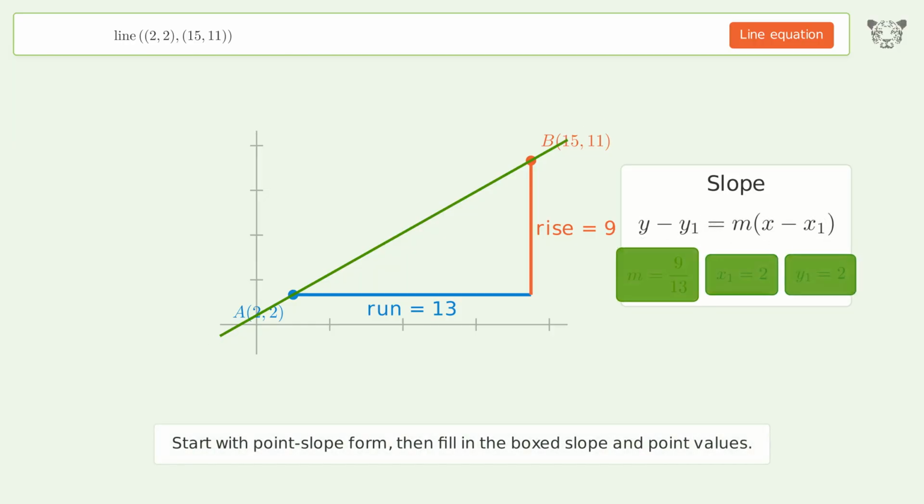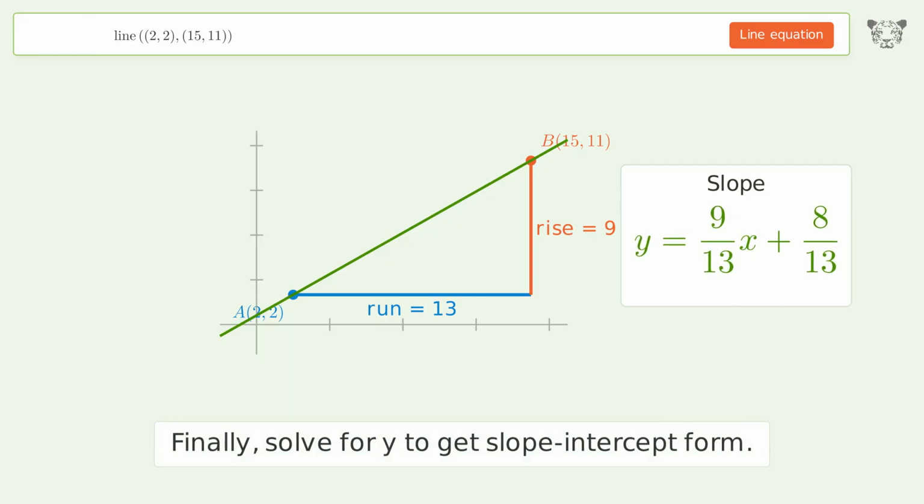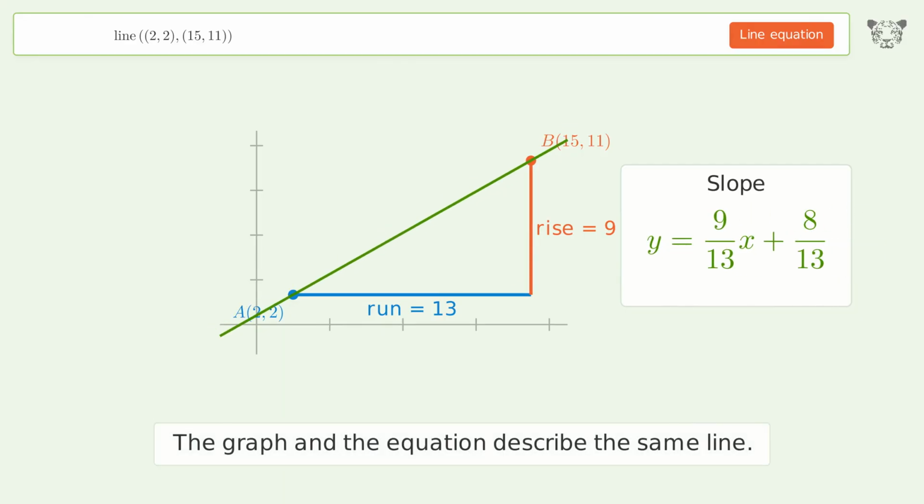Start with point-slope form, y minus y1 equals m times x minus x1. Then fill in the boxed values, slope is 9 over 13, x1 is 2, and y1 is 2. That gives the point-slope equation for this line. Finally, solve for y to get slope-intercept form. The graph and the equation describe the same line.